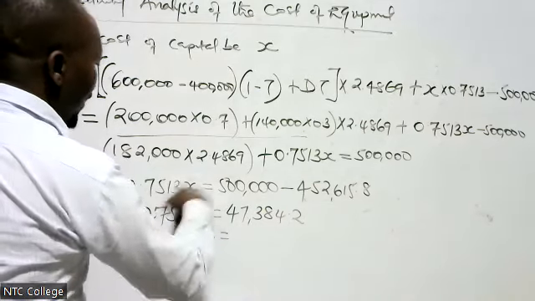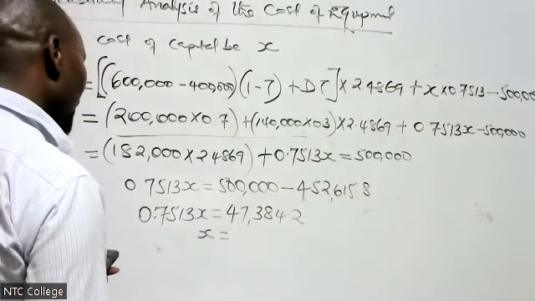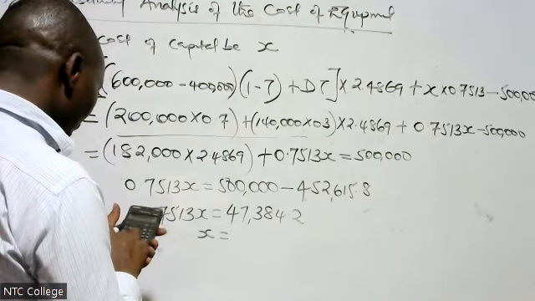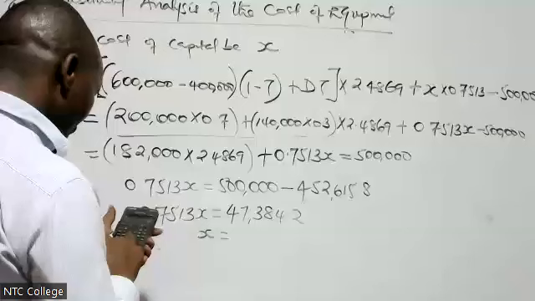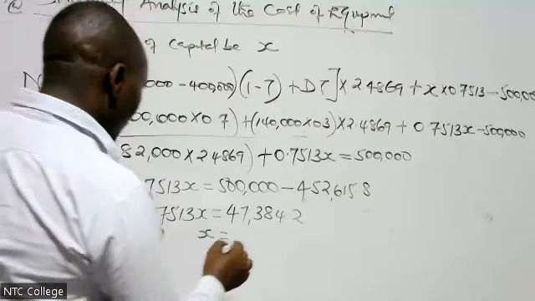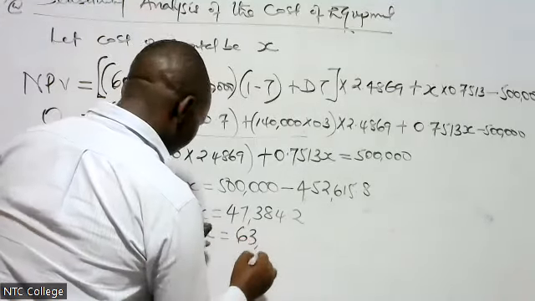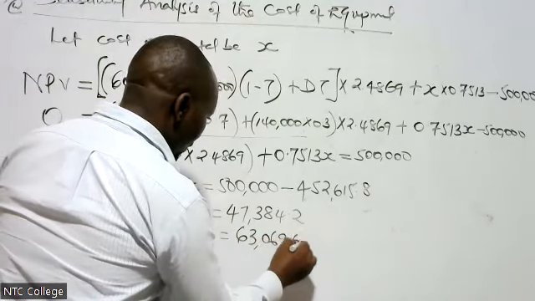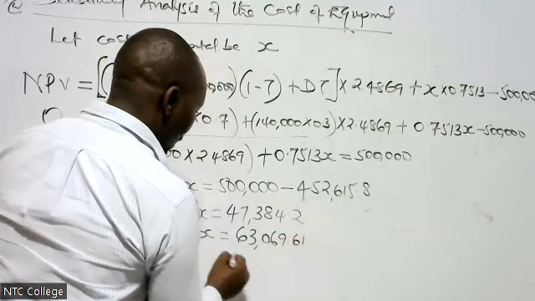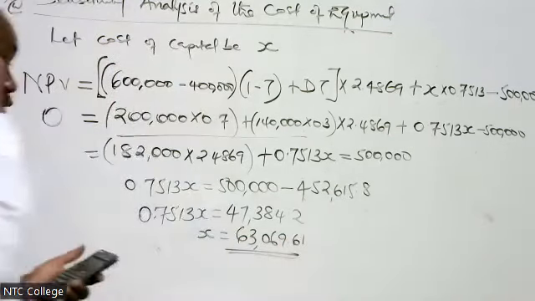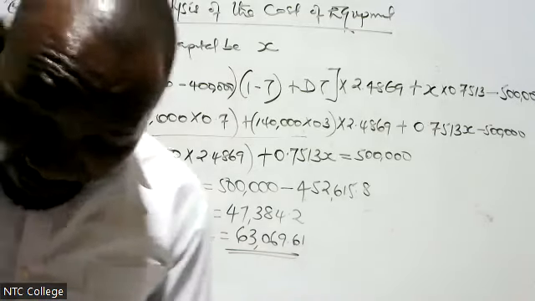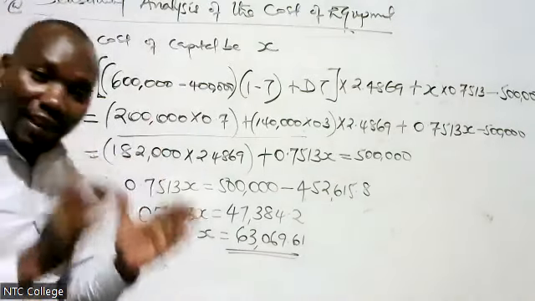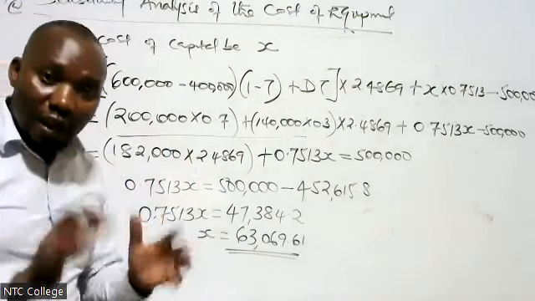This one, when it comes to this side, what does it do? It divides, right? So this one divided by 0.7513. So we have 63,069.61. That is it. So we are seeing that the scrap value has moved from 80,000 to 63,000.